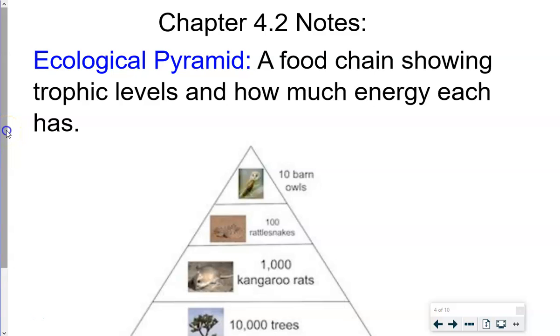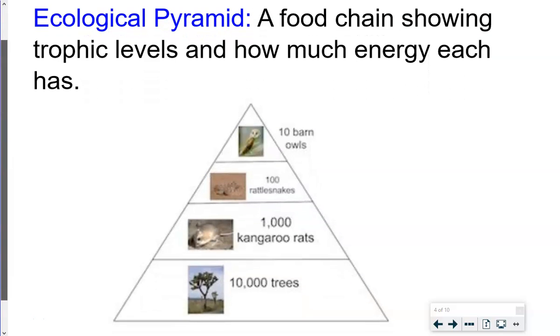There's another kind of food chain called an ecological pyramid, or sometimes we call it an energy pyramid. And it's just a food chain. So if you look here, we have trees, and they're eaten by the rats. The energy goes to the rat. Then the rats are eaten by a rattlesnake. Rattlesnakes are eaten by the owls. So it's just a food chain going from top to bottom. But it gives us a little extra info as to how much energy each level has.